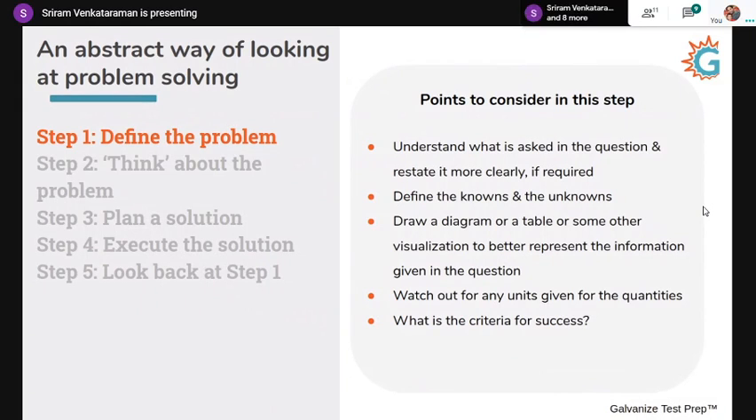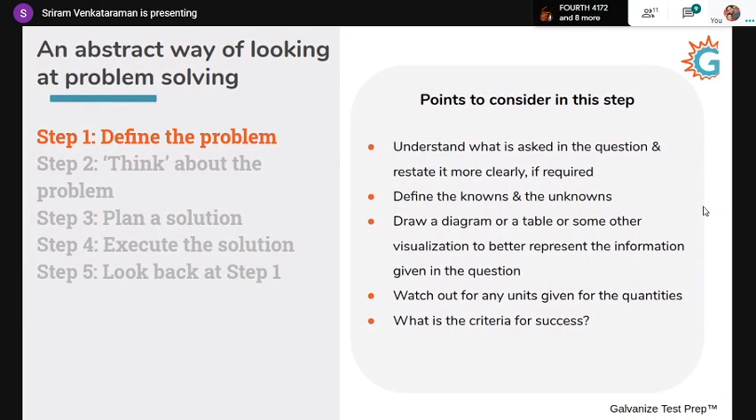The understanding of the problem is usually half the battle. If you understand what is given in the question, and if you're able to look at what the knowns are and what the unknowns are, and if you can use some kind of visualization, that would help you greatly. For example, putting that simple grid of numbers helped us to see that the pattern is actually very simple, and there are 1,000 numbers.